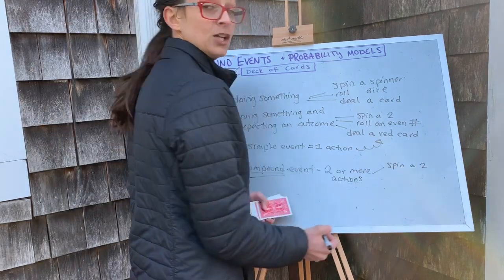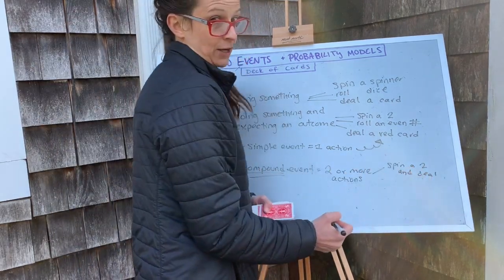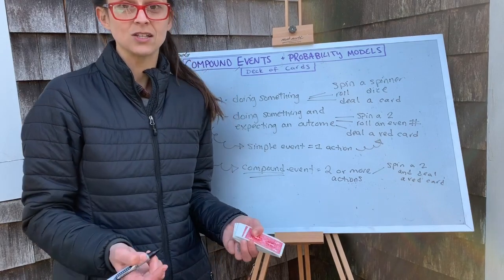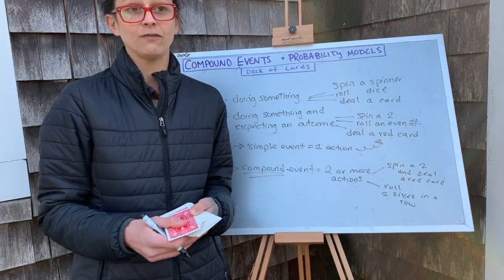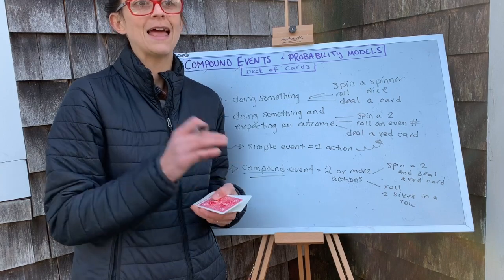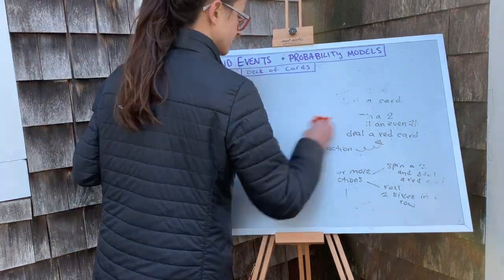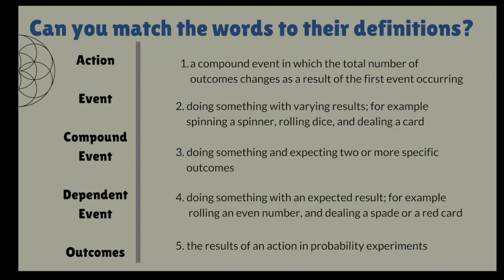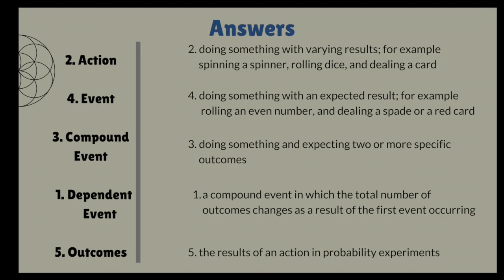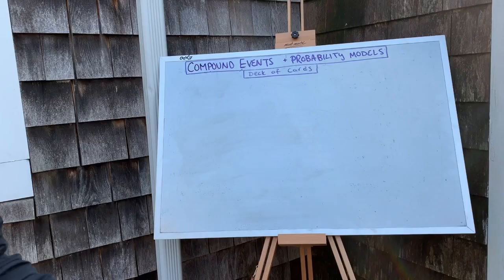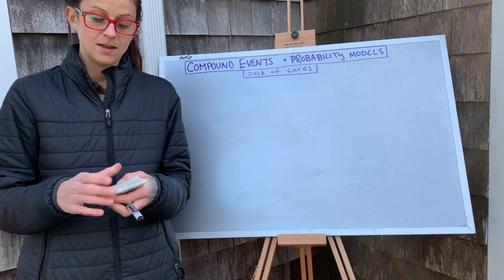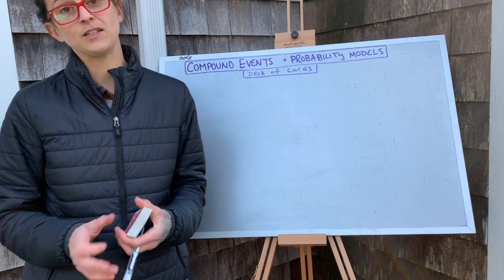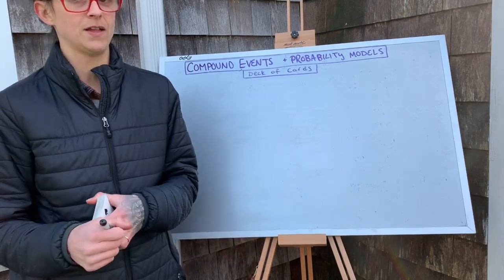Examples are spinning a 2 on a spinner and dealing a red card, or rolling 2 6s in a row on dice, or in a deck of cards, dealing a red card and then dealing a black card. When dealing with compound events, we have independent events or dependent events.